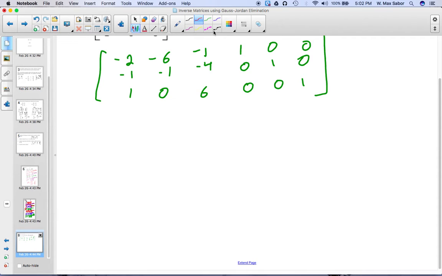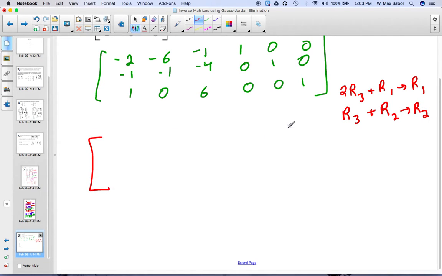So I like adding multiples of the first row to the other two. So I'm going to take twice it and add to the first row, and just 1 times it and add it to the second row. And that will give us 0, -6. This will become 12 minus 1, 1, 0, 2.